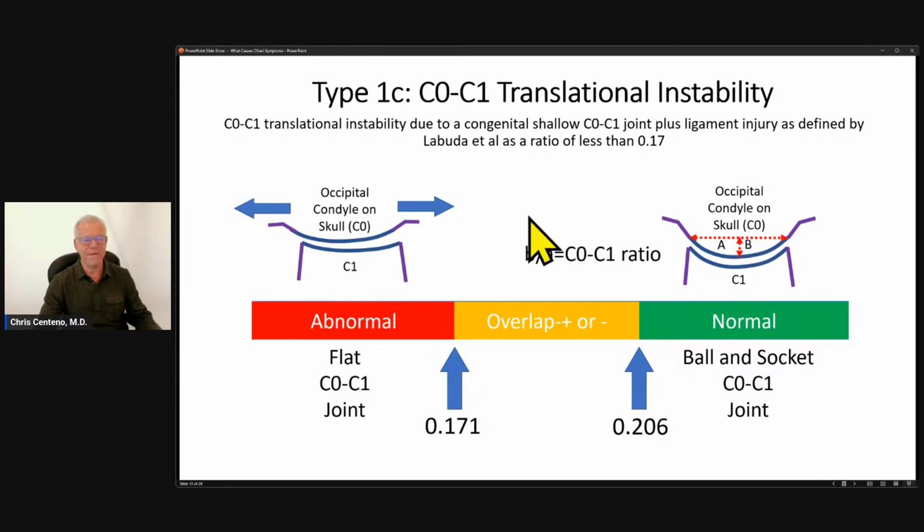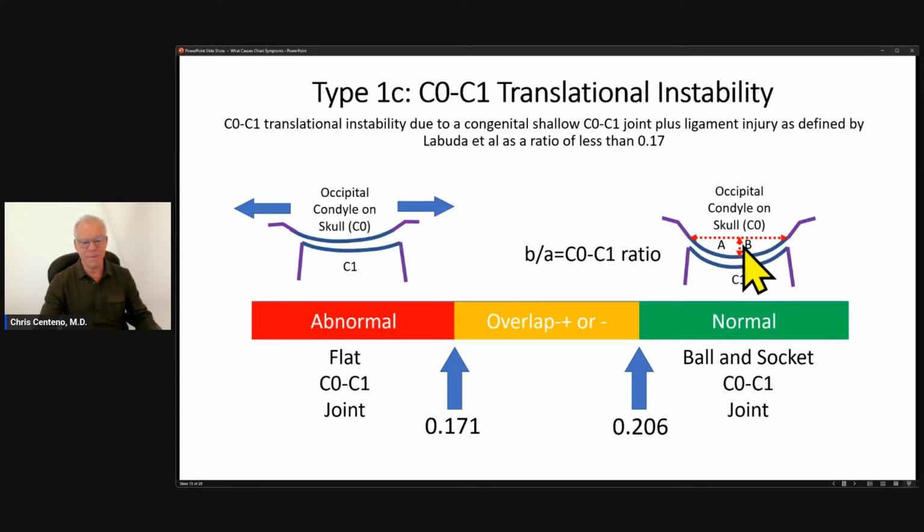And what they found is that there was more of a ball and socket that defined the asymptomatic patients. And if there was less of a ball and socket, meaning the joint was shallower, then that defined the abnormal or symptomatic patients. So makes sense, right?